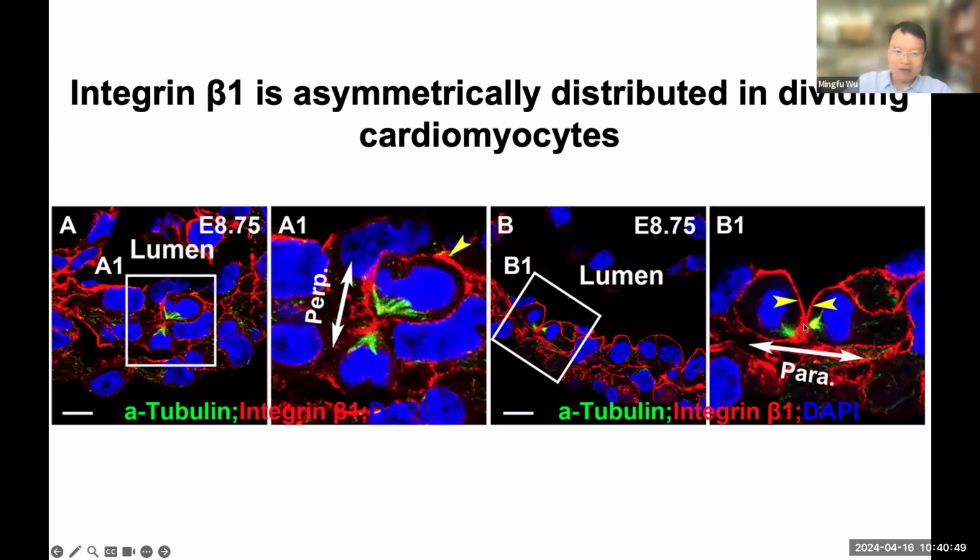While in the parallel division, this is a parallel division. By the way, this is a perpendicular division, because the spindle orientation is perpendicular to the heart surface. While this is a parallel division, we can see integrin beta-1 didn't show asymmetric distribution between the two daughter cells.